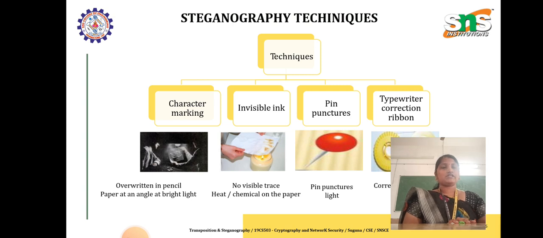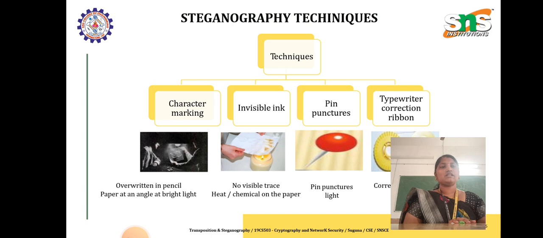Pin puncture means small pin punctures on selected letters, ordinarily not visible, and they are visible only in front of light. And next is typewriter correction ribbon. This is used in typewriter ribbon printers. An example is Kodak photo CD. All those come under typewriter correction ribbon. So have you all understood?